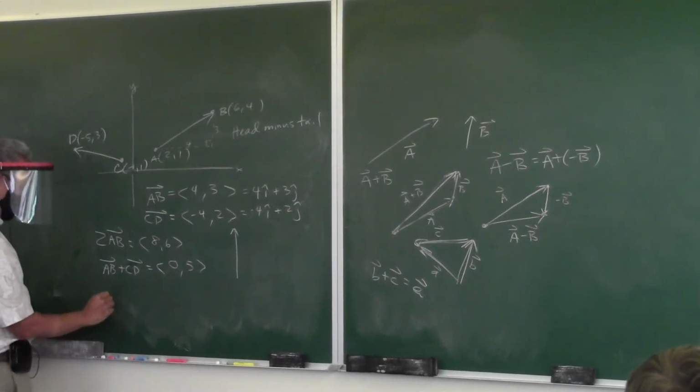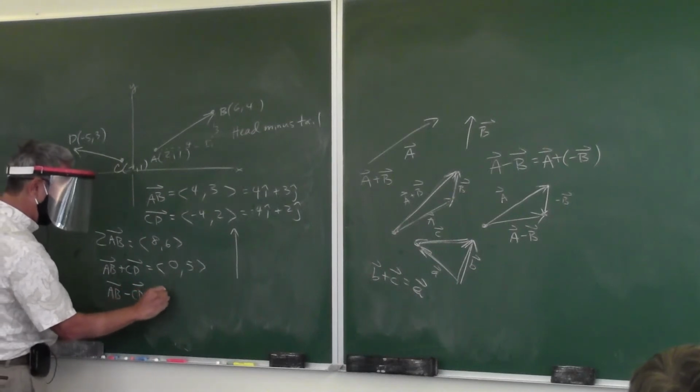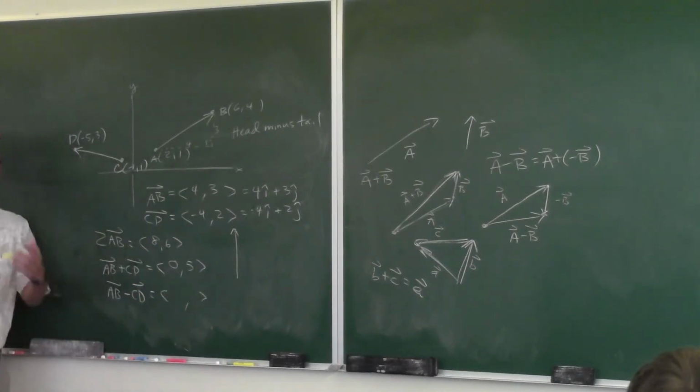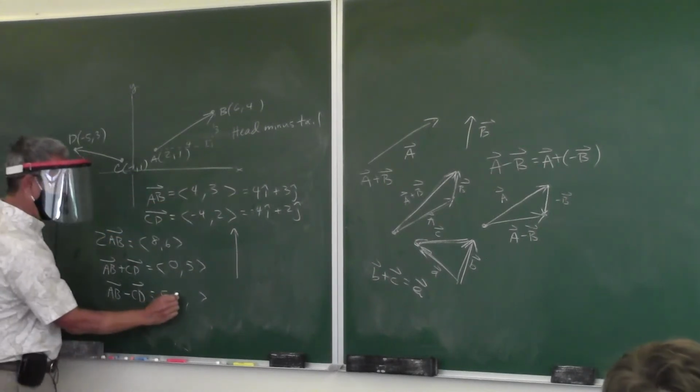Okay, what about subtracting? What about vector AB minus CD? What do you think? You subtract the components. 4 minus negative 4. 8.